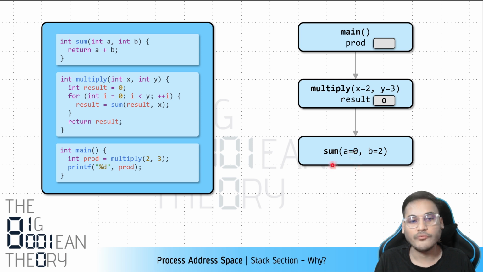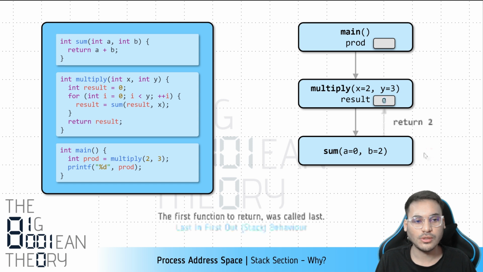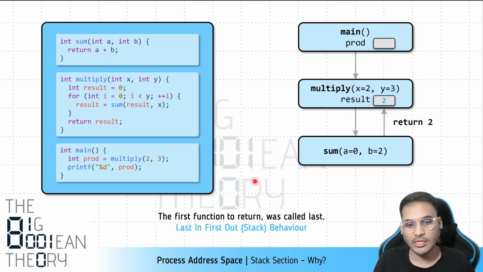Now when we reach the sum function, here we'll start returning. So we have a chain of function calls in the memory, and now let's compute this sum and start returning. What will sum return? 0 plus 2, it will return the value of 2. Now, as you can see, this sum function has returned, and the current value of result is 2. But the important point to notice is that the first function to return was called last, right?